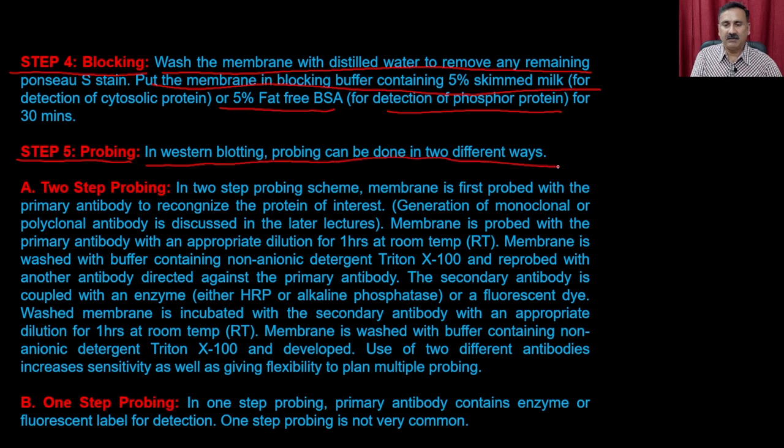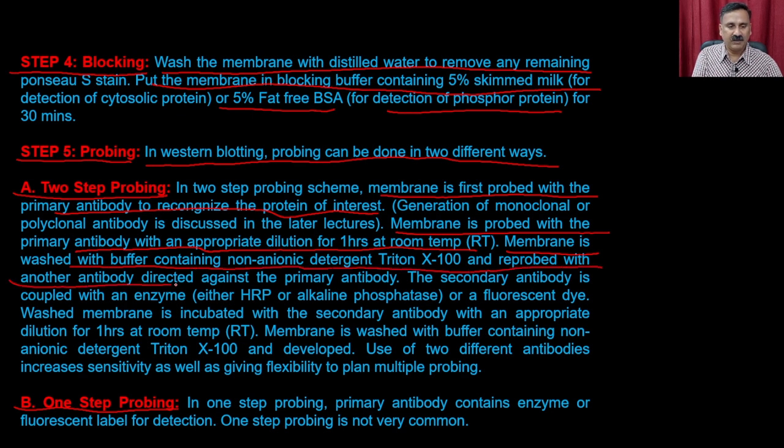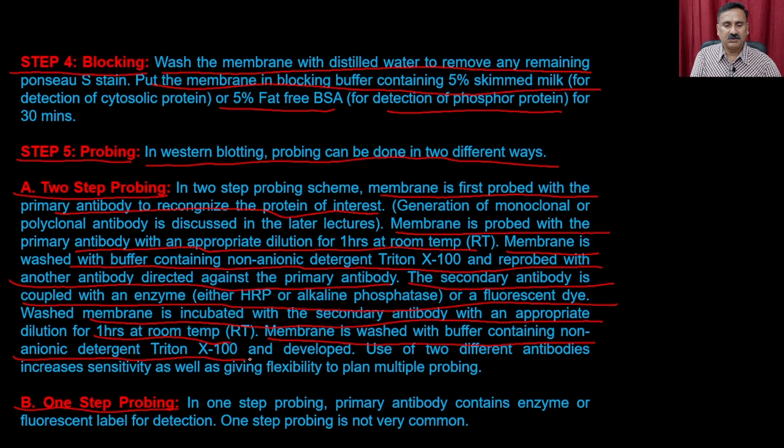In Western blotting, probing can be done in two ways, right? Either a two-step probing or a one-step probing. In the two-step probing, the membrane is first probed with the primary antibody to recognize the protein of interest, at the appropriate dilution for 1 hour. The membrane is washed with buffer containing non-ionic detergent Triton X-100 and reprobed with another antibody directed against the primary antibody. The secondary antibody is coupled with an enzyme or a fluorescent dye. The washed membrane is incubated with the secondary antibody at an appropriate dilution for 1 hour. The membrane is washed with buffer containing non-ionic detergent and developed. Use of two antibodies increases the sensitivity as well as giving the flexibility to plan multiple probes.